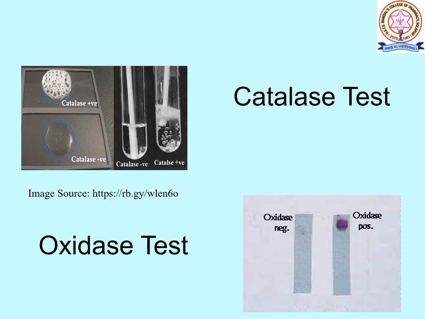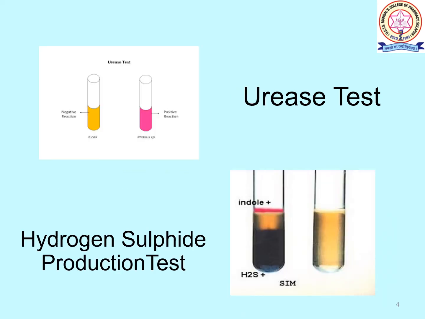So this will be the third type of oxidase test, where a solution of 1% alpha-naphthol and 0.3 of 1% para-aminodimethylaniline oxalate will be used. Okay, so this is about the catalase test and oxidase test. Next we'll see the urease test.